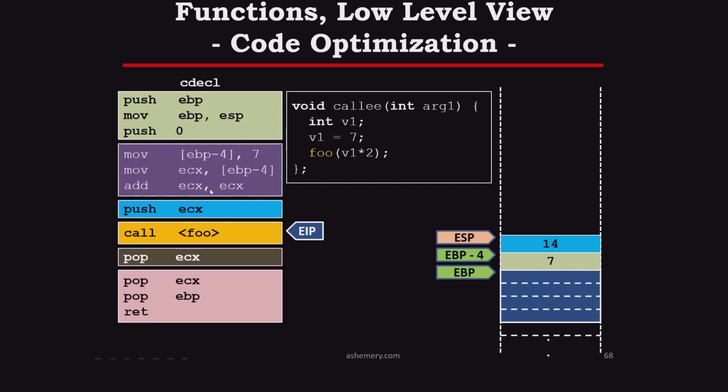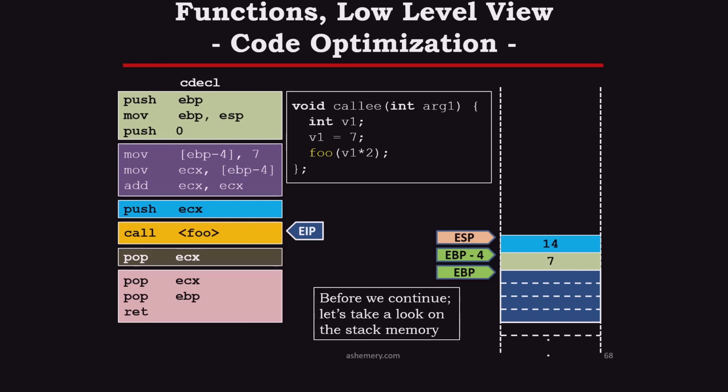Now we did add ECX, which is the double the value. So that made ECX 14. And then, as you can see here, we have push ECX. So we have 14 being pushed on top of the stack. Then we did the call to foo, and then everything continues from there.